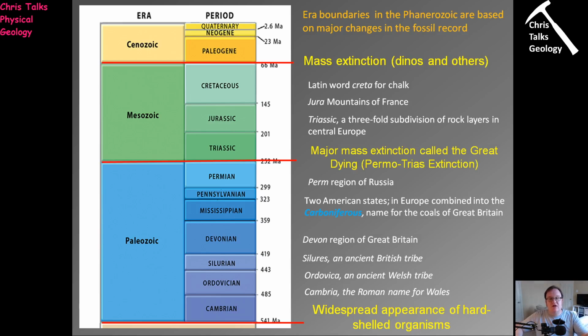So minor boundaries, between the periods, are defined by the first and last appearance of certain key fossils, or just simply fossil or rock units. These major boundaries, the Paleozoic-Mesozoic boundary, the Mesozoic-Cenozoic boundary, and the Precambrian-Cambrian boundary, or Precambrian-Paleozoic boundary, should I say, are defined by very, very significant changes in the fossil record. And that's why they are used to essentially break up the rock record into the eras.